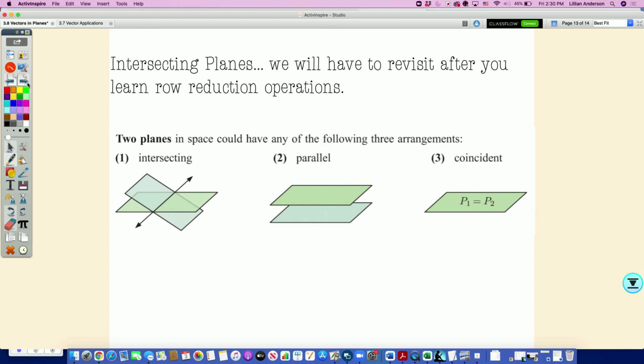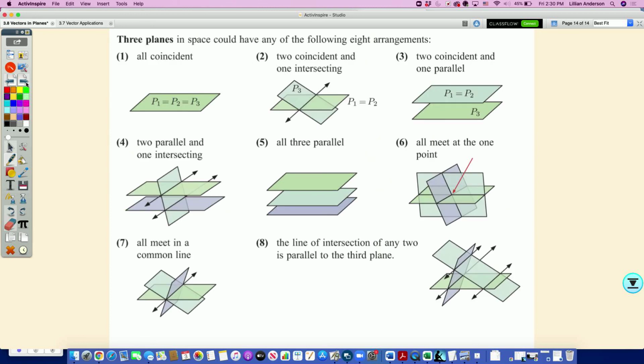That's going to be separate from vectors. So we're going to deal with two planes in space, intersecting, parallel, coincident, and then also with three planes, okay? So again, we will revisit this after we learn row reduction operations, but in the meantime, just make sure you know how to find the equation of a plane using vectors, and how to find angles between vectors, the angle between planes, as well as a line and a plane.